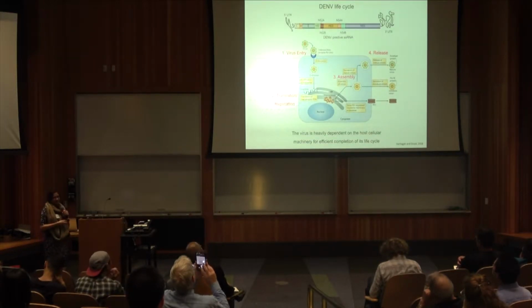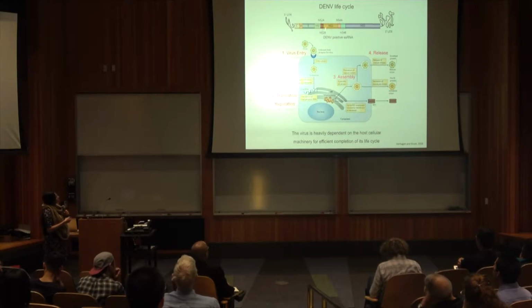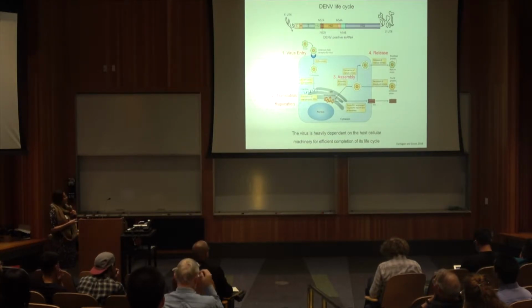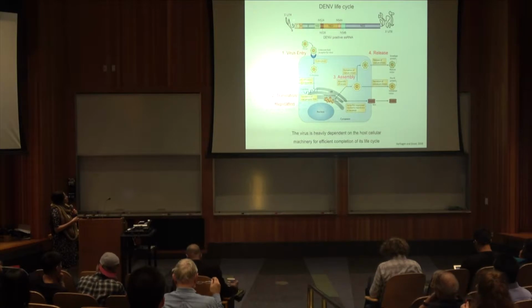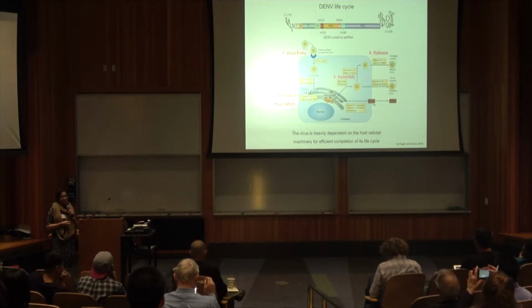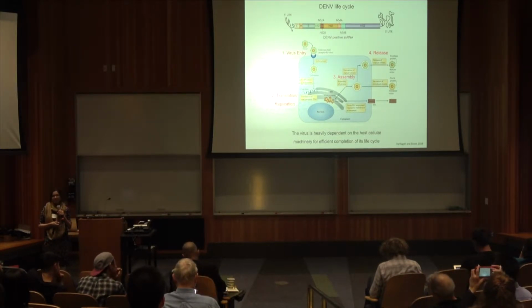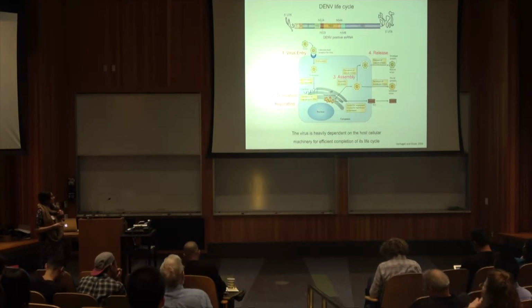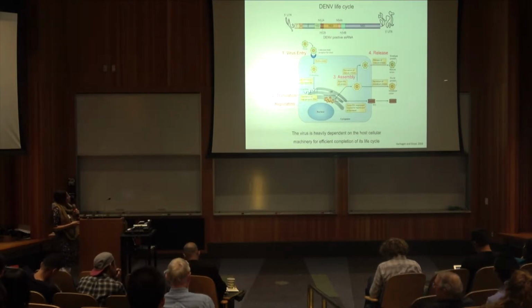Taking a closer look at the dengue genome, it's a single-stranded positive sense RNA virus. The open reading frame codes for 10 proteins, 3 structural and 7 non-structural proteins, and the genome is flanked by the 5' and the 3' untranslated regions, which play a very important role in regulating the viral life cycle.